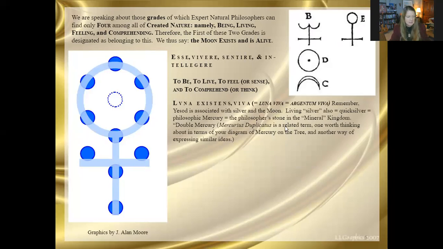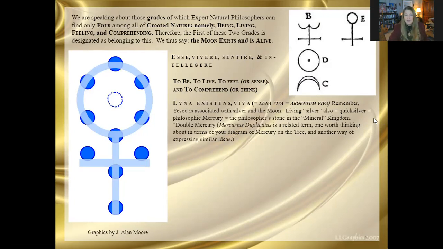The moon exists and is alive. We've already talked about this in terms of physical alchemy metaphors. If we make this luna viva, or the living moon, that's a common idea in physical alchemy. The idea I go by is that anything is going to mean at least three different things. So living moon can mean the same as living silver, argentum viva. Now, why would living moon be the same as living silver? Oh, you think that maybe the physical alchemist knew something about Cabala? They both correspond to Yesod. That's why living moon, living silver.